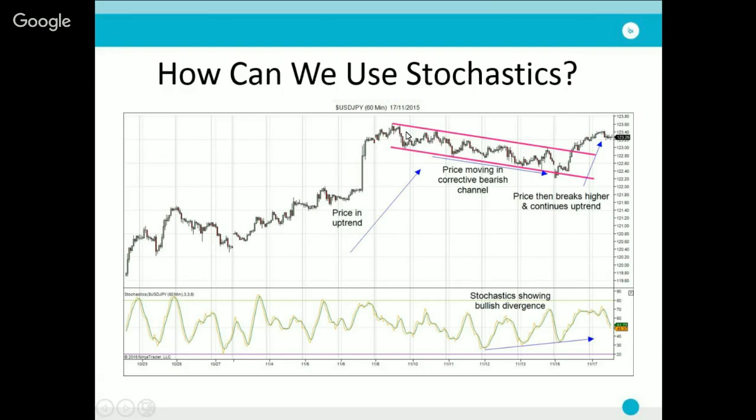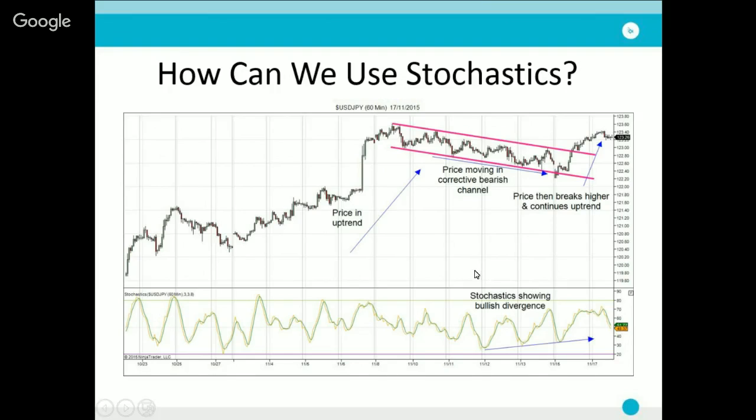So if price is pushing higher, you want to highlight bearish divergence, which is lower highs on the stochastics. And if price is pushing lower, you want to highlight bullish divergence, which is higher lows on the stochastics. So just always think of it as the stochastics starting to move in the opposite direction to price. So that will most clearly identify divergence for you.